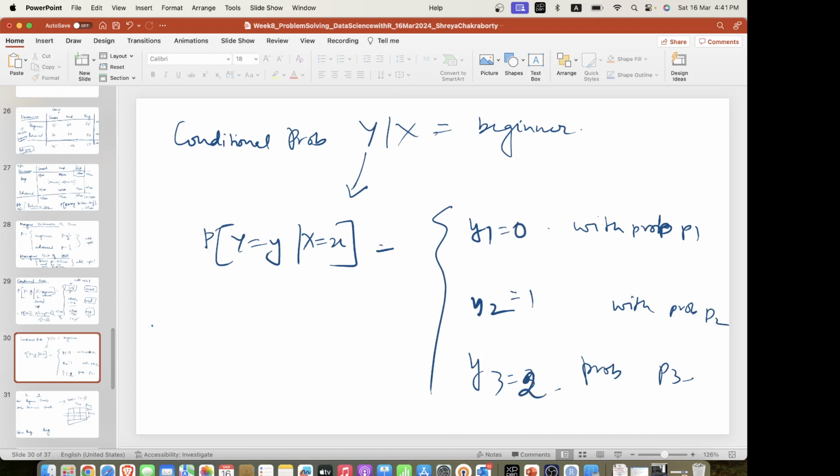So if you want to find the expectation of Y given X, what do you have to do? You have to do 0 into this probability p1, plus 1 into probability p2, plus 2 into probability p3.